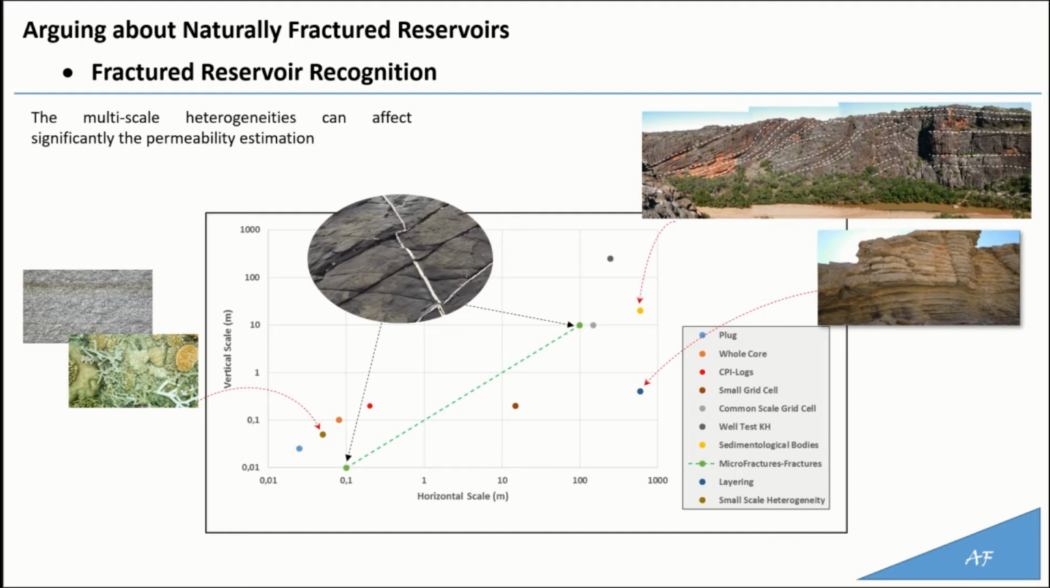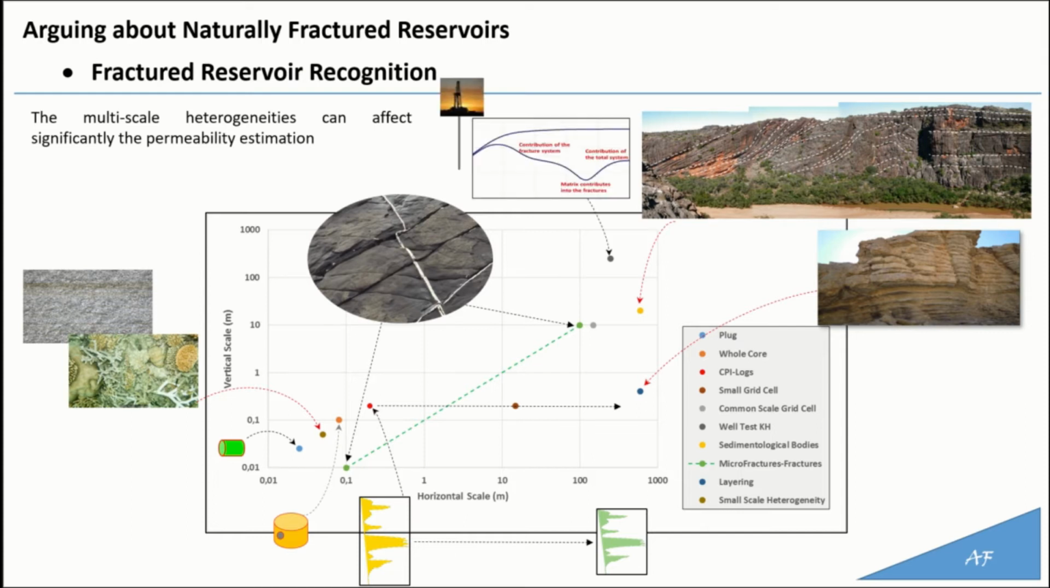We can observe this heterogeneity from different scales of observation, from the core plugs, from the full-size core, from the single well logs and with the wells correlation, from the well test. However, in particular, the impact of the fracture heterogeneity at a larger scale is very difficult to infer because of their discontinuous distribution that is very difficult to predict.